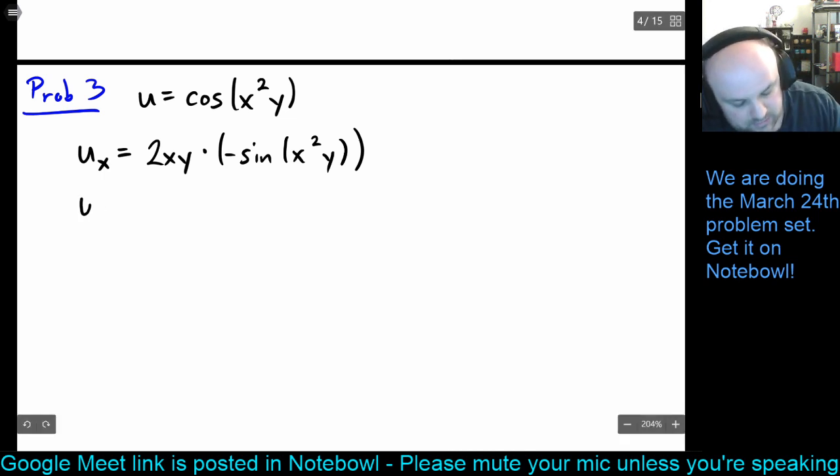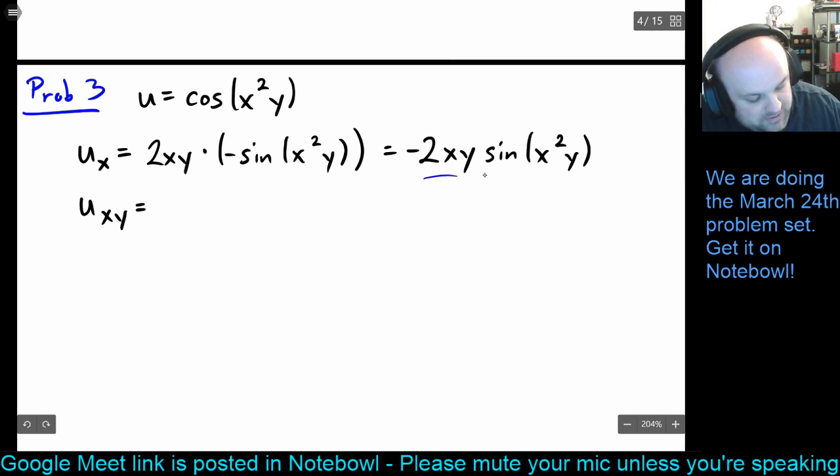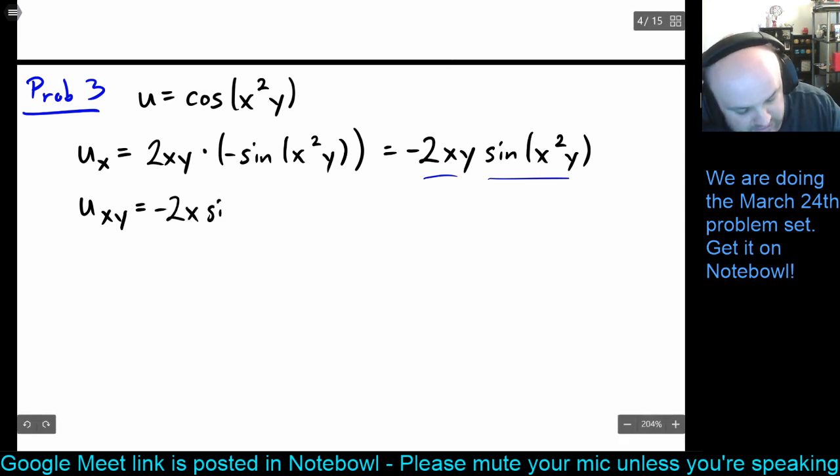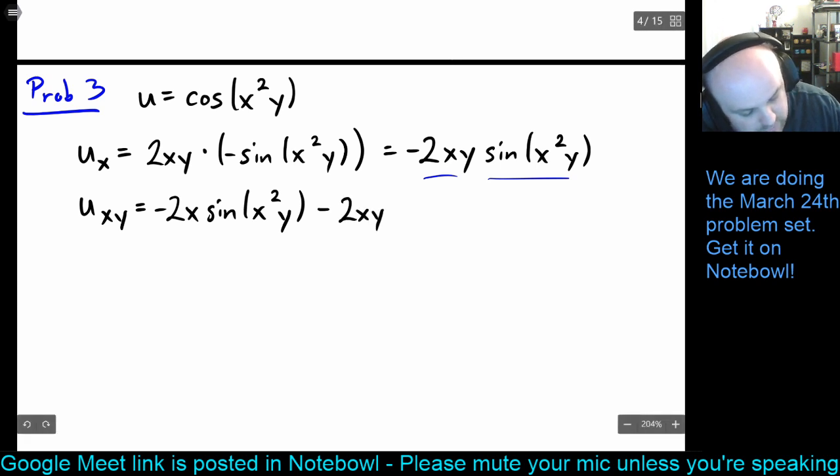And then we'll do uxy. So we need to differentiate this with respect to y. Anytime we're going to take a second derivative, we should simplify a bit. So here, notice we're going to get these two pieces again. So this is a product rule, right? So differentiate, get minus 2x sine of x squared y, minus the first times the derivative of the second, which is, we're differentiating with respect to y this time, so an x squared comes out.